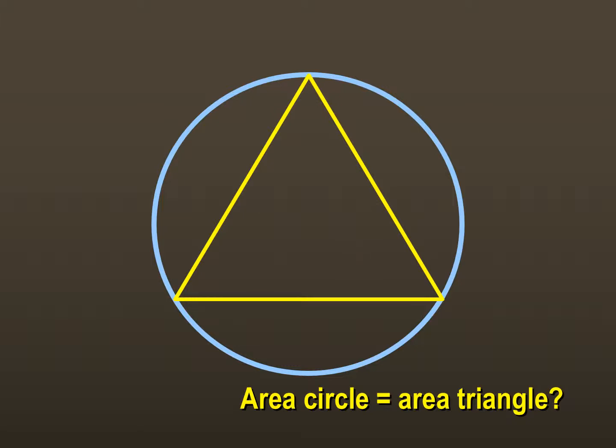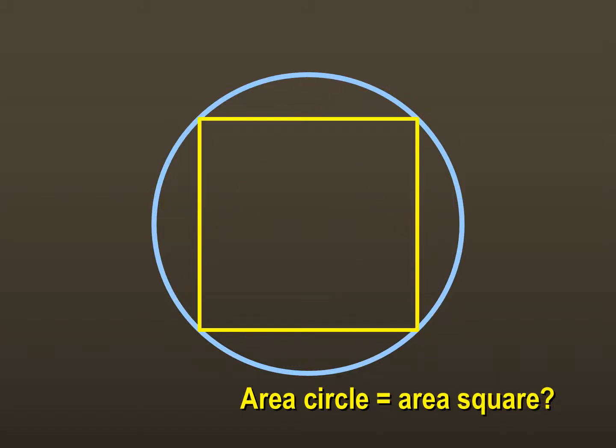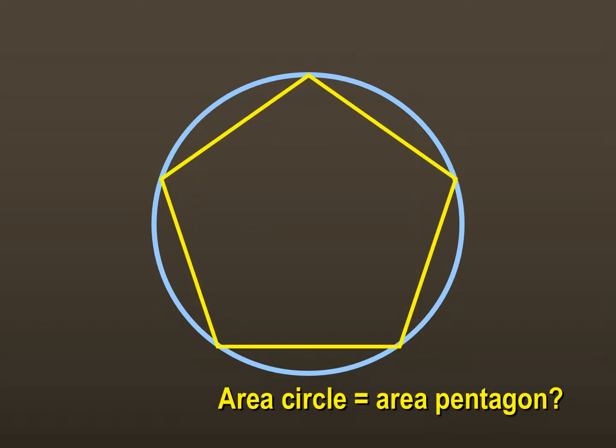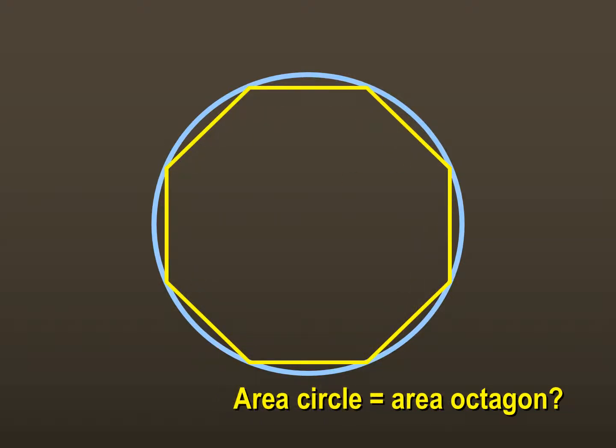Well, what if we increase the number of sides and we do the area of a square? We get closer to getting the area of a circle, but we still don't quite have what we need. What if we do the area of a pentagon? Again, we're getting more of the area that we need, but still not quite enough. Let's make more sides. So area of an octagon. Again, we're very close to the actual area of a circle, but we're still missing some little bitty pieces.